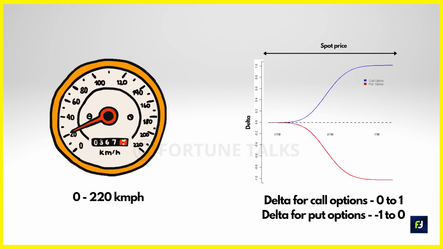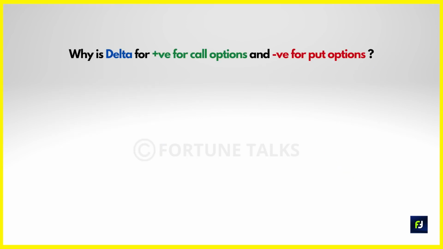Similar to the speedometer of a car, where the speed is capped between 0 km per hour to some 150 or 220 km per hour, the delta values are also bound between 0 and 1 in case of call options and 0 and -1 in case of put options. Now you may ask, why this difference? The explanation is quite simple.